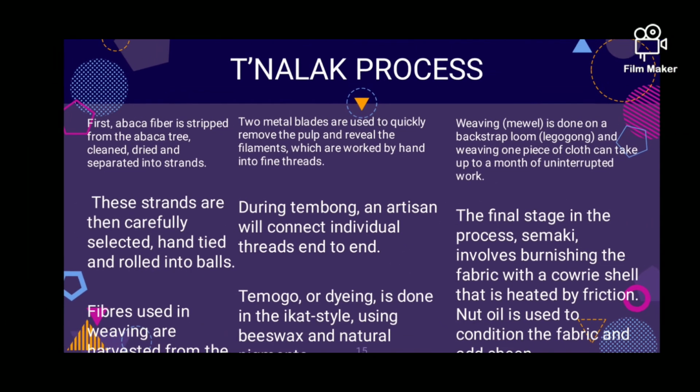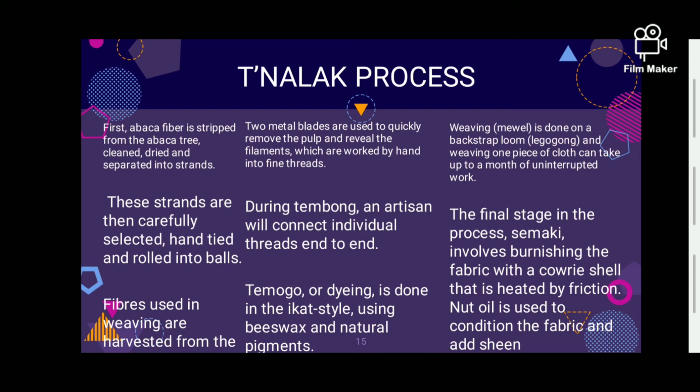So how do T'boli women make T'nalak? First, abaca fiber is stripped from the abaca tree, cleaned, dried, and separated into strands. These strands are then carefully selected, hand-tied, and rolled into balls. Fibers used in weaving are harvested using two metal blades that quickly remove the pulp and reveal the filaments, which are worked by hand into fine threads.